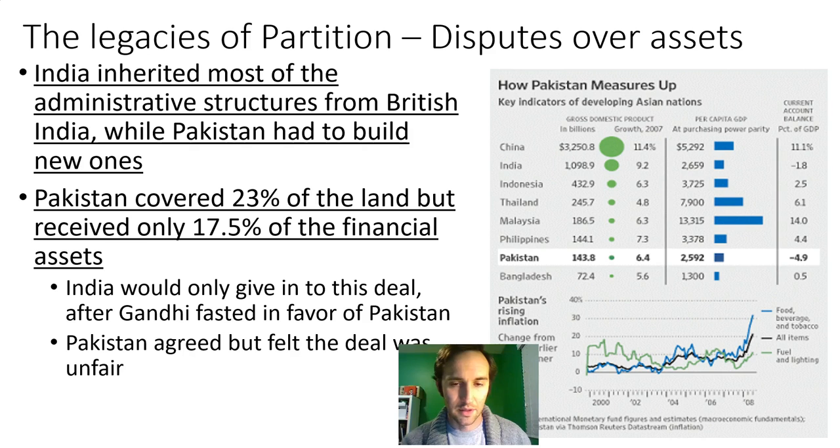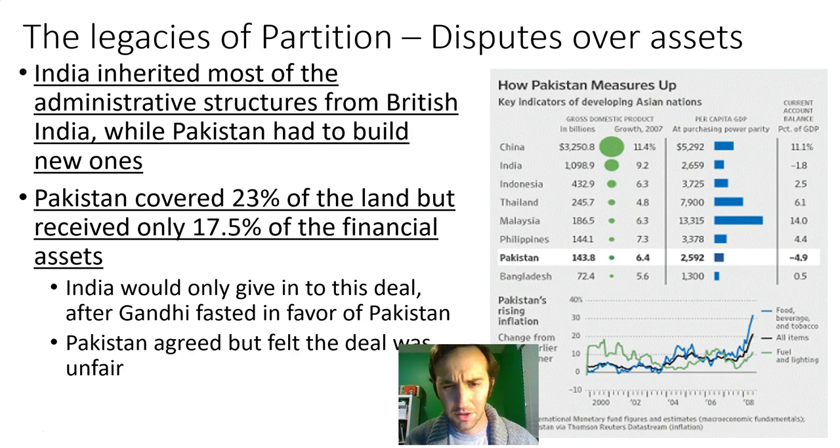Currently, the Parliament of India, they're using the same parliament that was set up in 1927 by the British, whereas Pakistan, they have to set up something completely new. Pakistan covered 23% of the land mass of British India, but they only got a smaller chunk of the financial assets. They get 17.5% of the money. And India wasn't too happy to give them even that, but Gandhi fasted in favor of Pakistan to make sure they got at least some money. And Pakistan realized that's the best deal they're going to get, especially with Gandhi on their side. And so they kind of took this unfair deal.